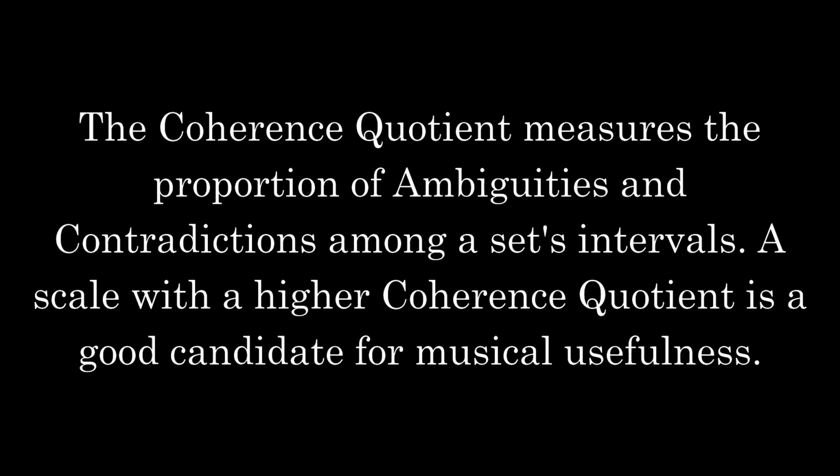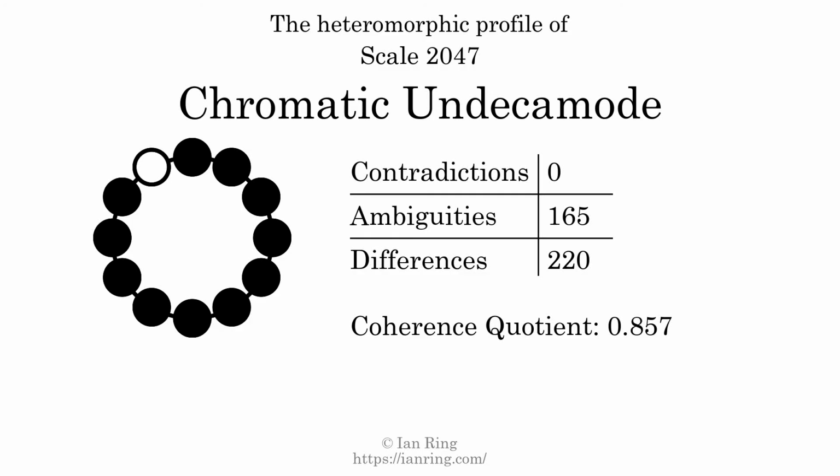The coherence quotient measures the proportion of ambiguities and contradictions among a set's intervals. A scale with a higher coherence quotient is a good candidate for musical usefulness. The coherence quotient is 0.857.